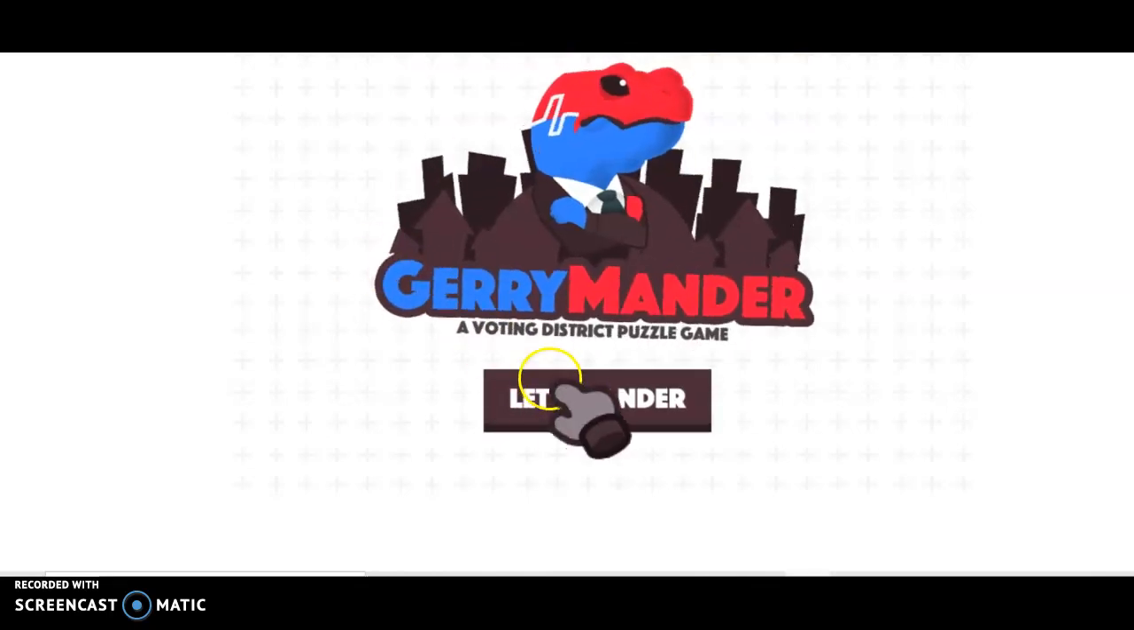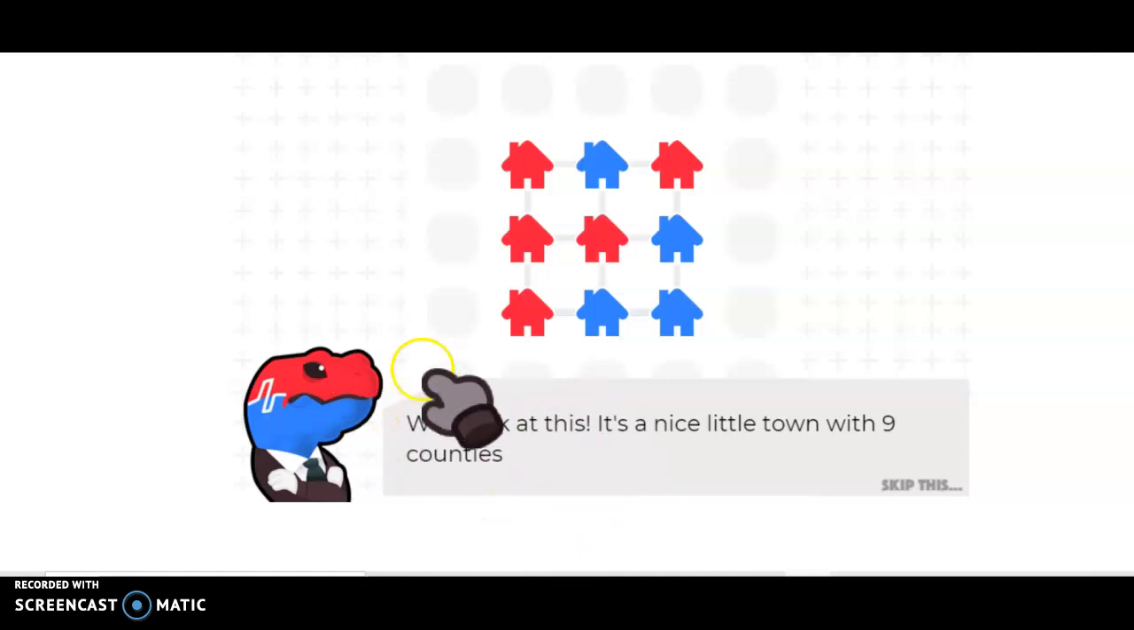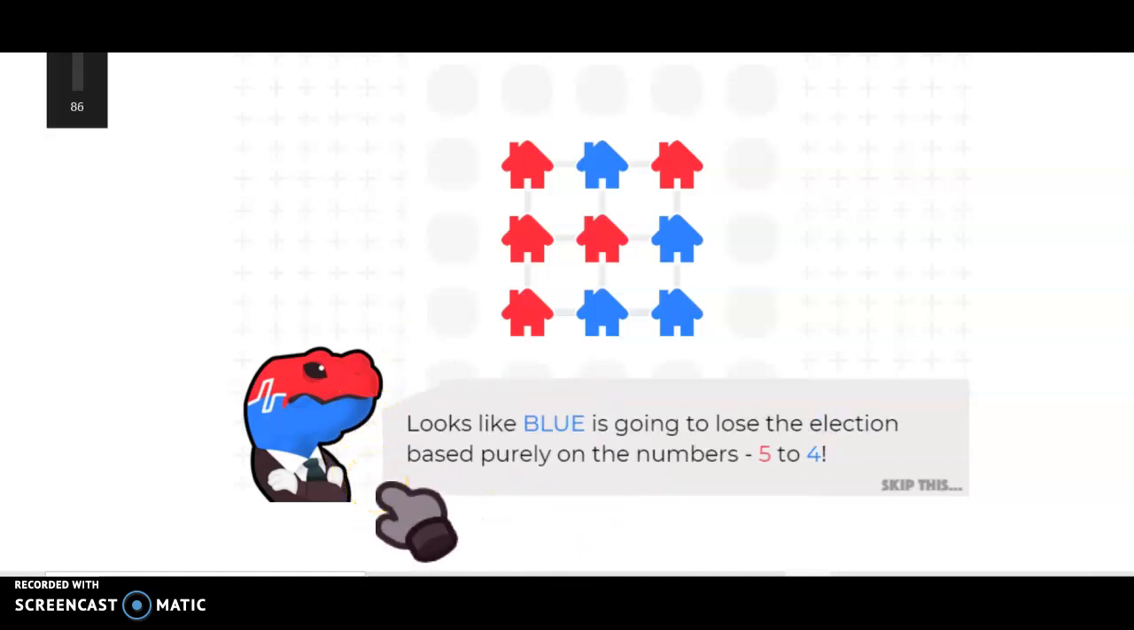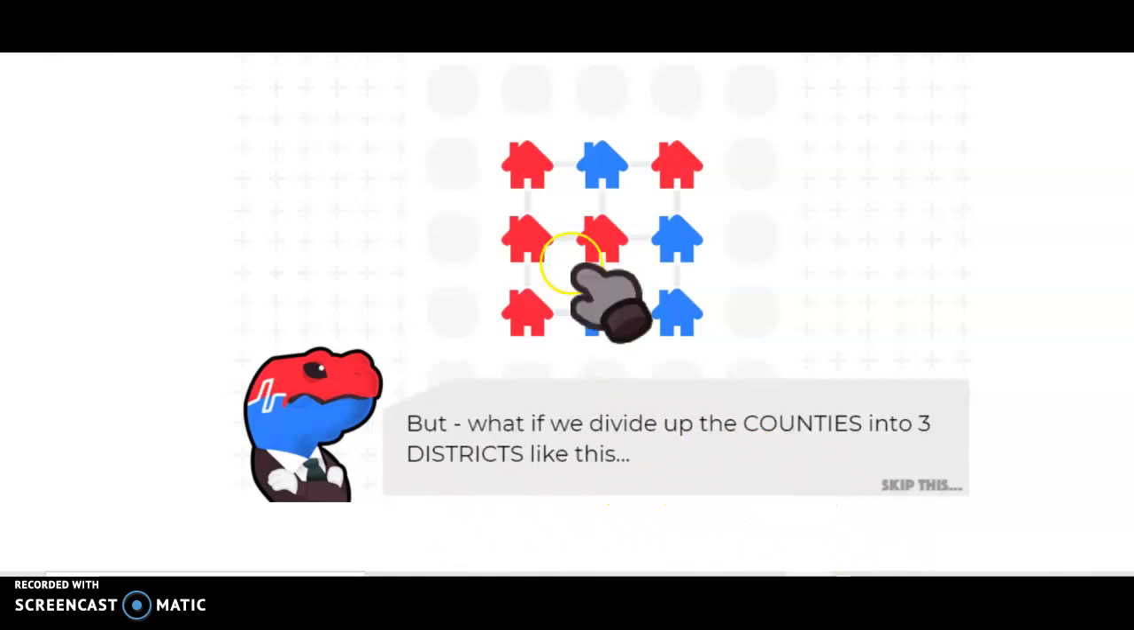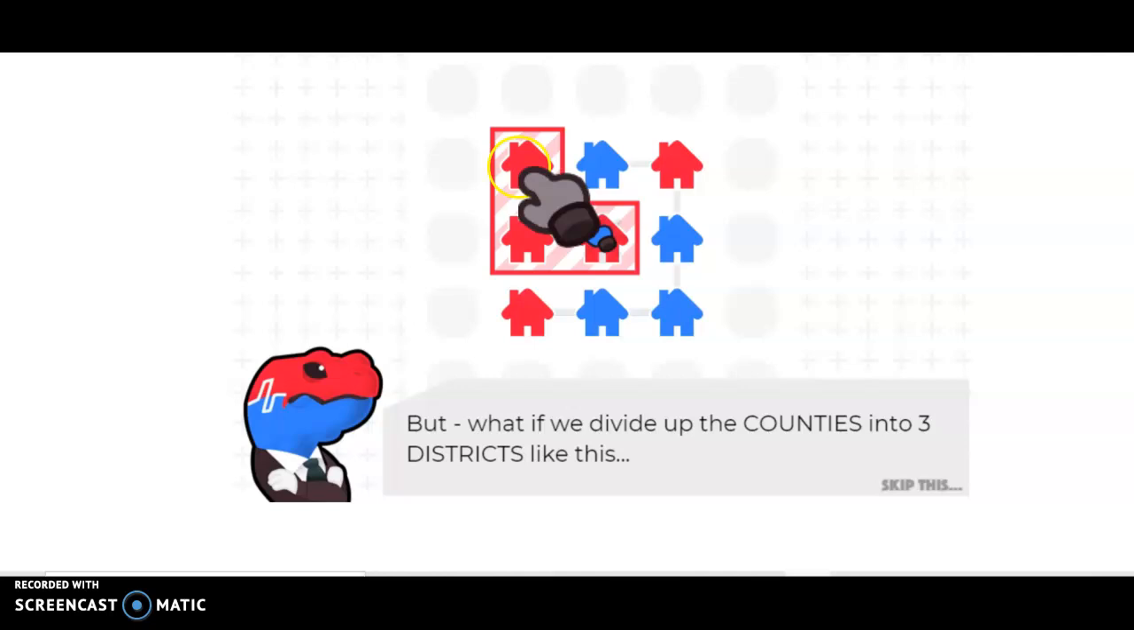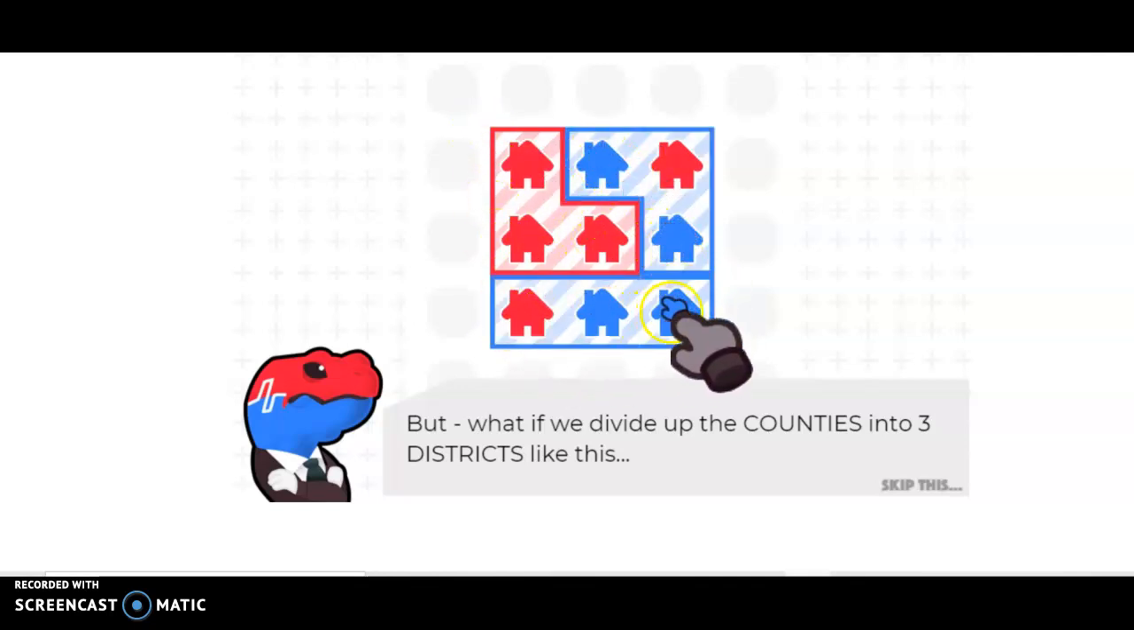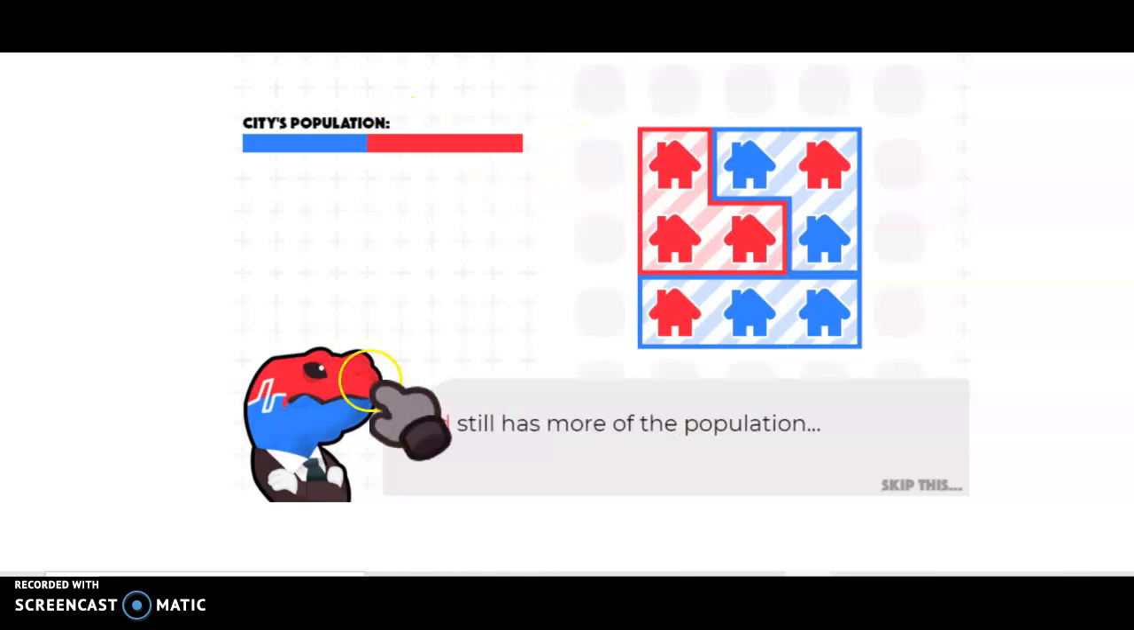Okay, so you're going to actually, let's gerrymander, right? And they give you little scenarios that tell you like, well, look here, this looks like blue is going to lose the election based purely on the numbers 5 to 4. But what if we divide up the counties into 3 districts instead of the way it is here? How about we shorten the districts, and then we can actually have blue win. See, we can have blue win. So you're actually going to work this and try and play this game.